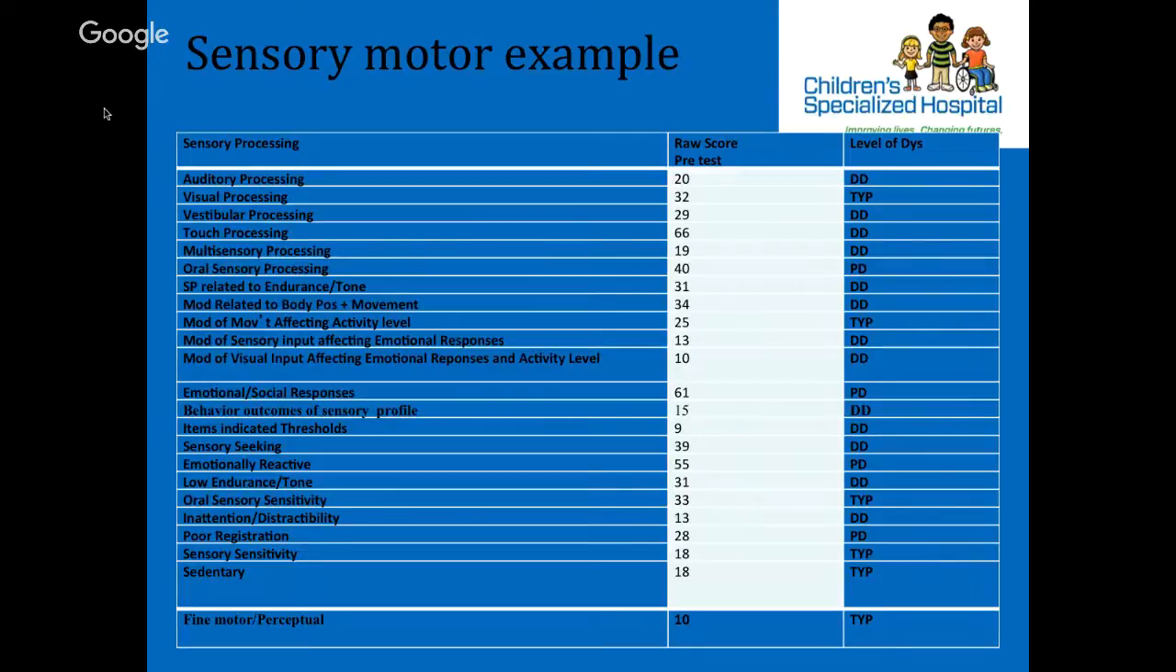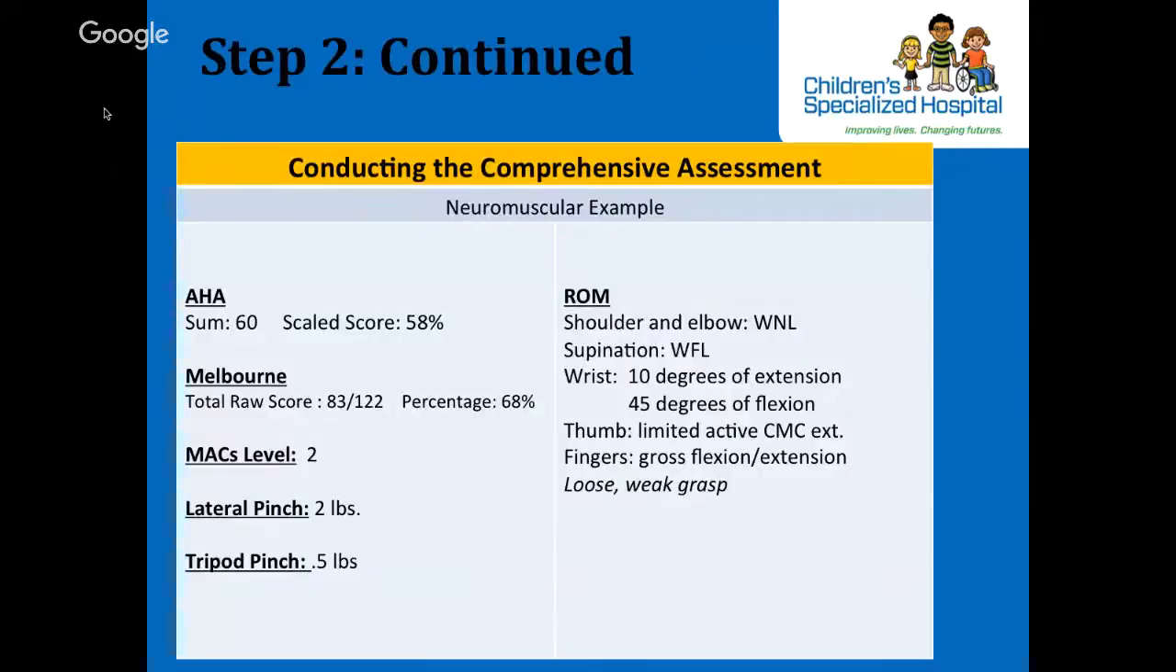For our neuromuscular example, the scores for the AHA, the Melbourne, and the MAC levels were added to that column, as well as his range of motion and strength. D presented with a full range of motion at the shoulder and elbow and has functional supination. Wrist extension and flexion and isolated thumb and finger movements were limited. He can open and close his fingers, not all uniformly, and has very little thumb activation. He can use a gross grasp, however, the grasp is weak.